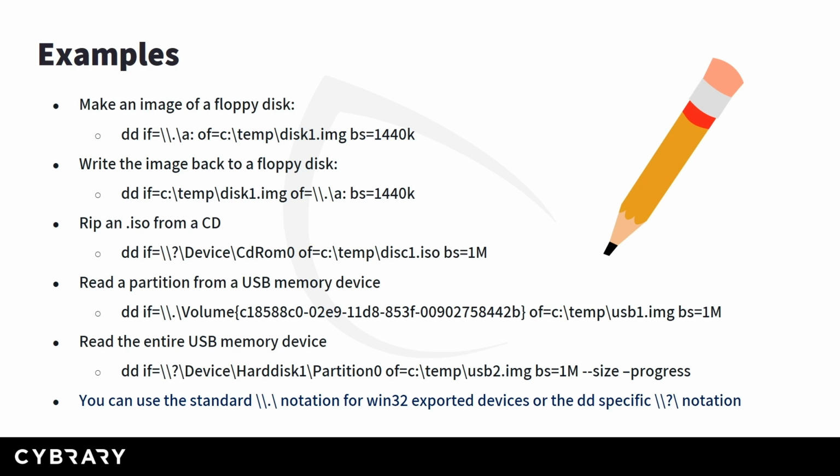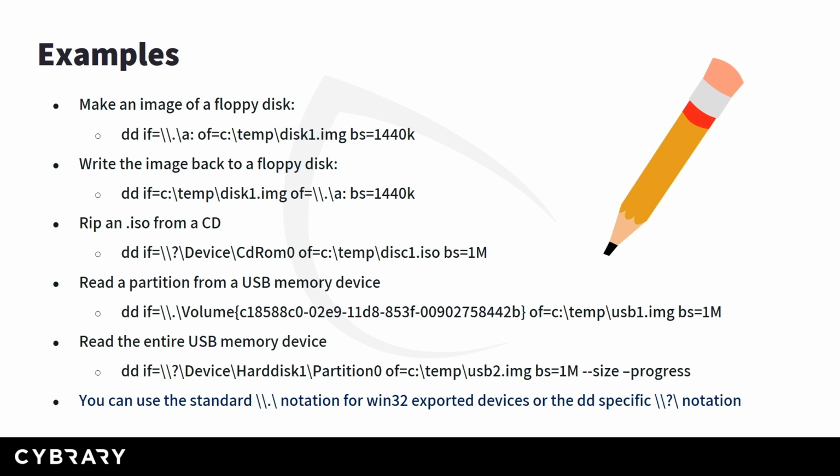When reading a partition from a USB memory device in the following example, you should specify the unique volume identifier as the input. But if you read the entire USB memory device, just specify the device hard disk 1 and partition 0 for the input. You can write to any file or block device which Windows will allow you to write to. You can use the standard backslashes with a dot notation for Windows supported devices, or the DD-specific backslashes with the interrogation sign notation to access Windows native devices.